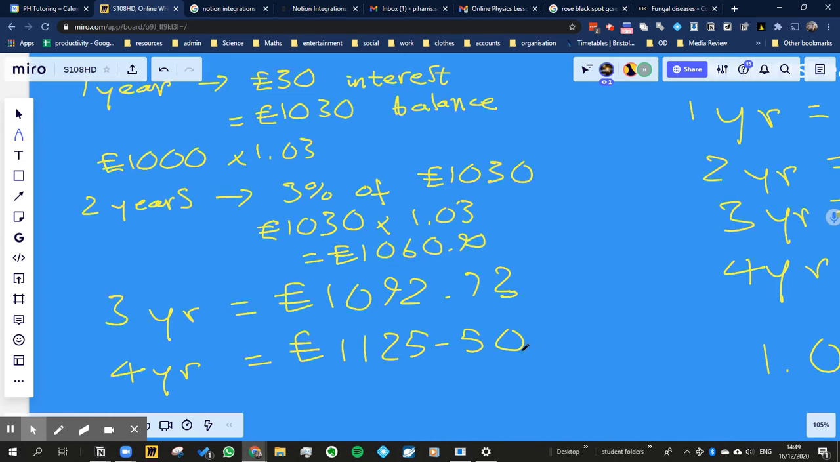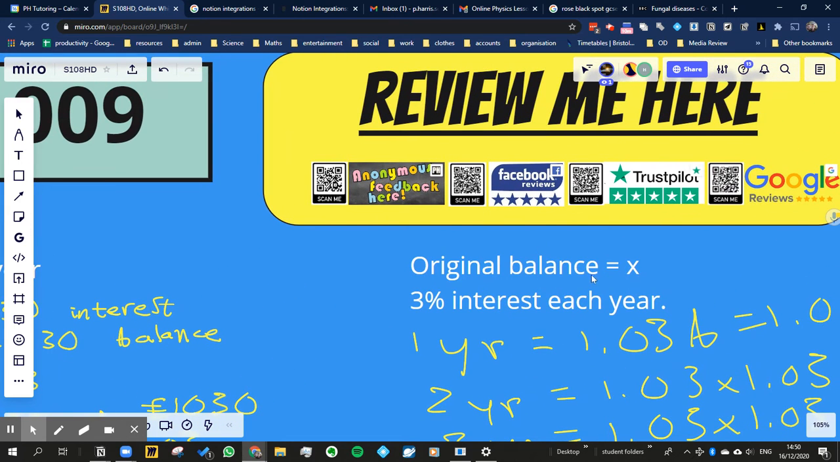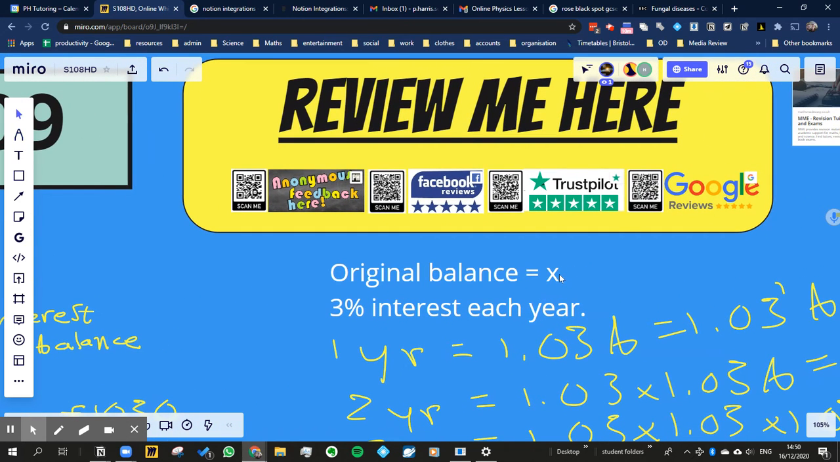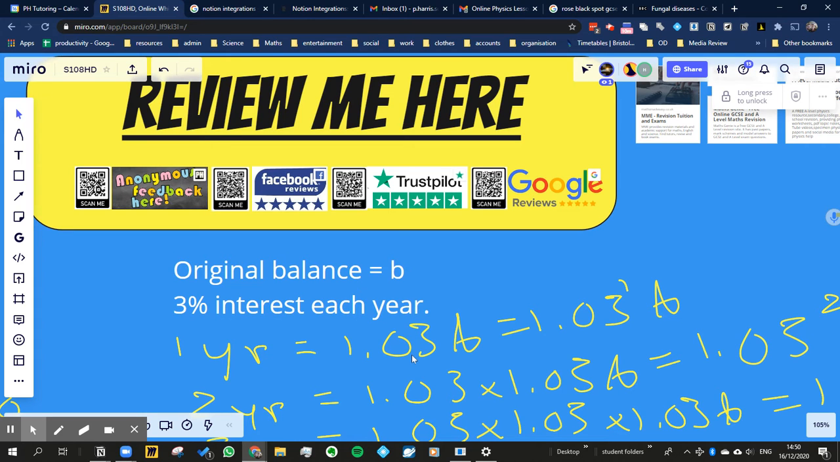Now, notice that each time, all we're doing is timesing it by 1.03. After each year, we're timesing it by 1.03. In other words, if we imagined an original balance of x, I've written x, but I'm going to change it to b, because that's how my notes say. Original balance b, 3% interest each year. After 1 year, it's going to be 1.03b.